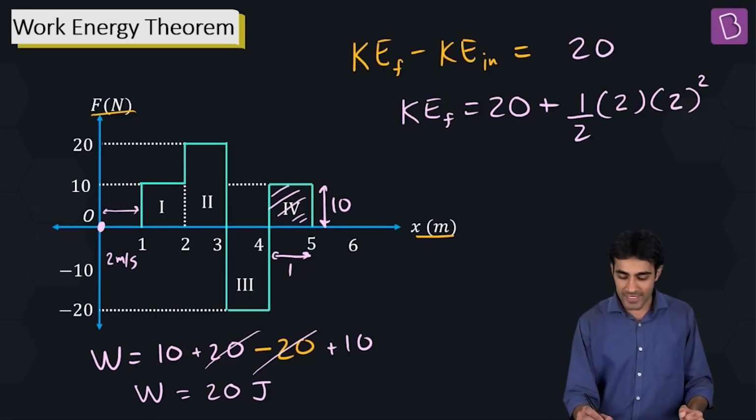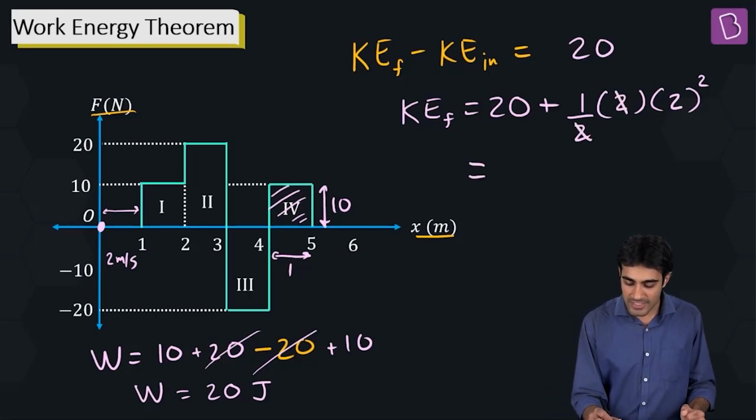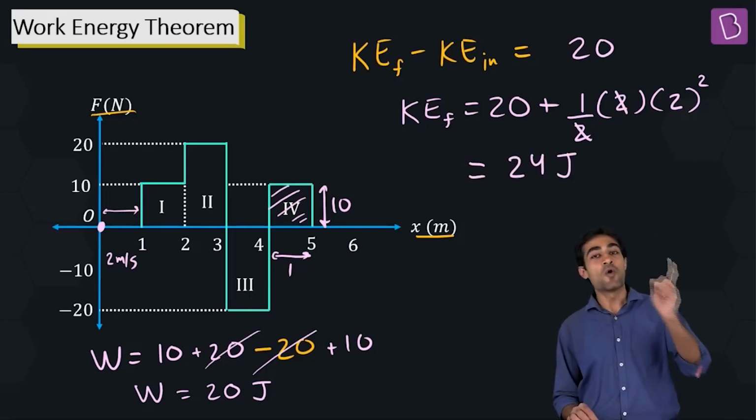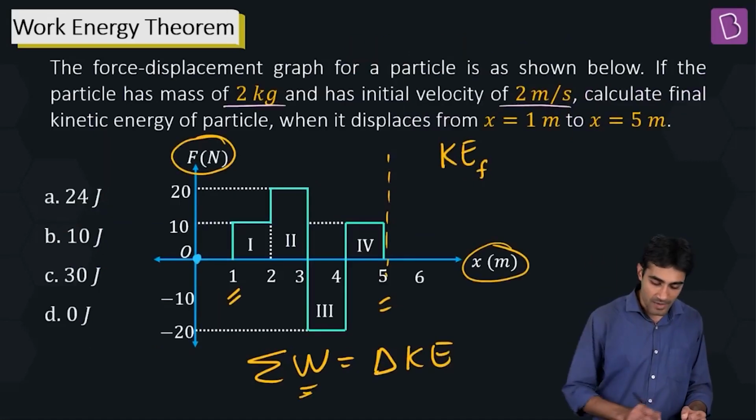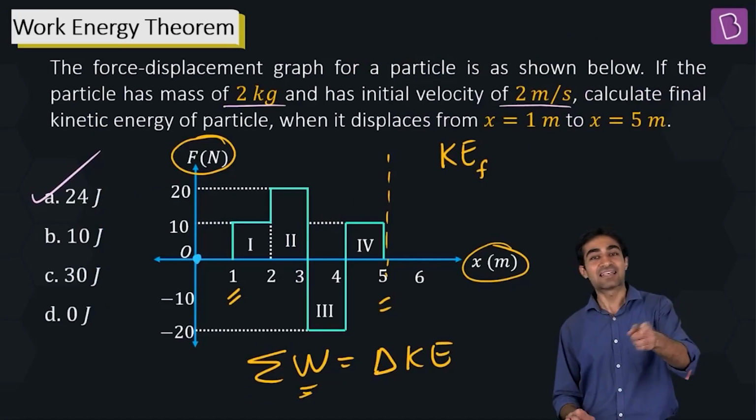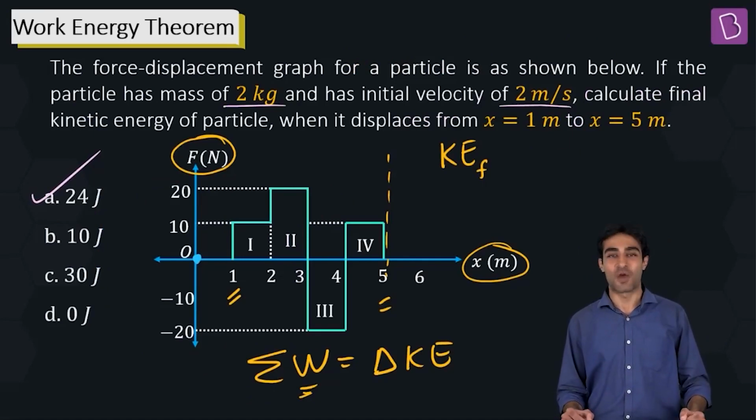Great. And we can see that this calculation is giving us the value of 24 joules. This is the final kinetic energy of this object, and we can mark option A as the right answer for our question.